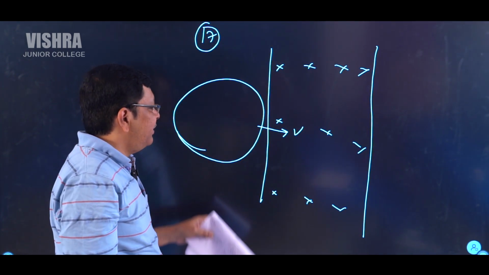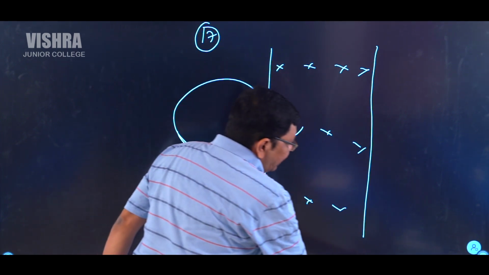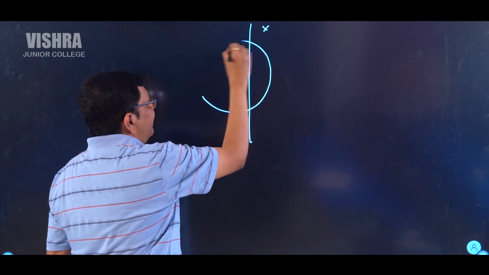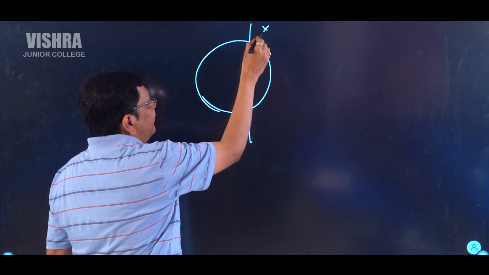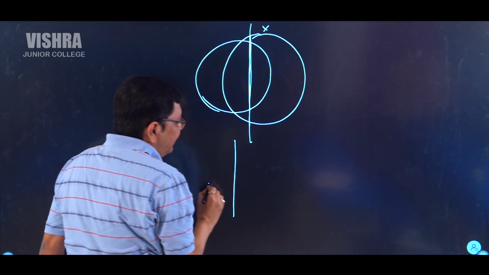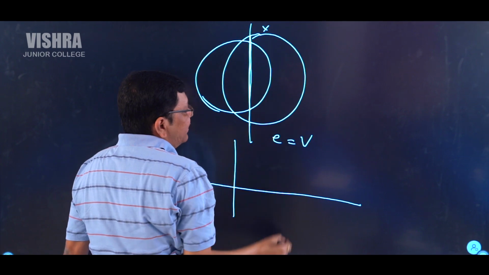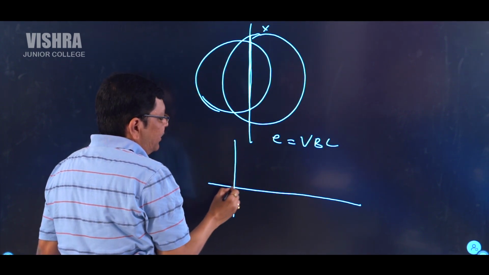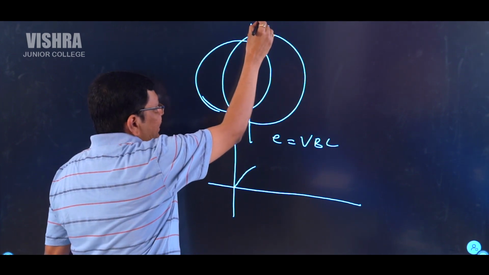So we have to calculate how the induced EMF varies. In this condition, when it is gradually entering into the magnetic field, the effective length of the conducting region entering the magnetic field is increasing. So here the EMF equals the velocity of the conducting region times B times the length of the region. The length of the region gradually increases.